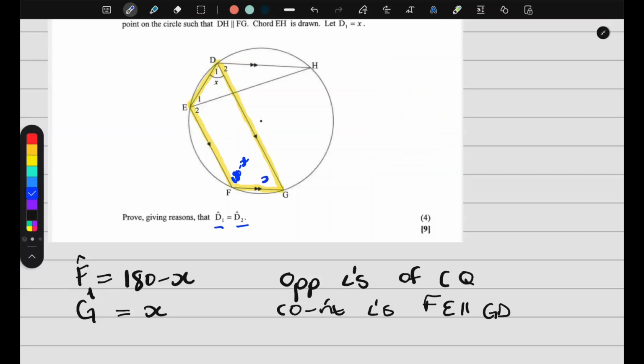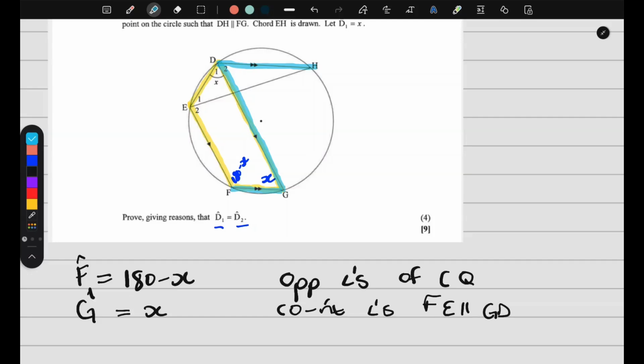So I'm going to write that information in. That's x. Now I'm going to see, can't I go from G to D2? Now let's look at our information again. This line is parallel to this line. And you see there is a transversal.